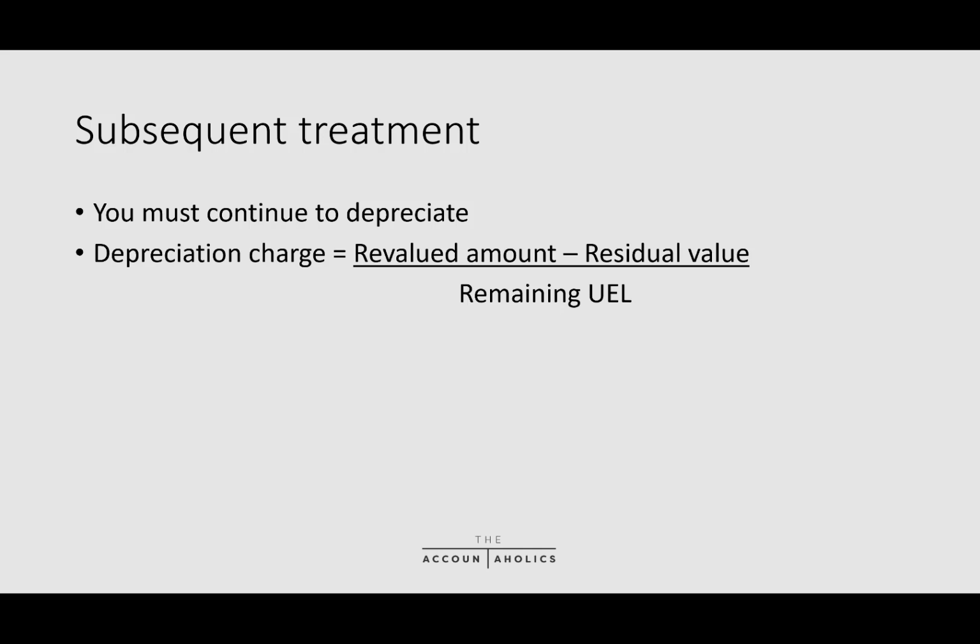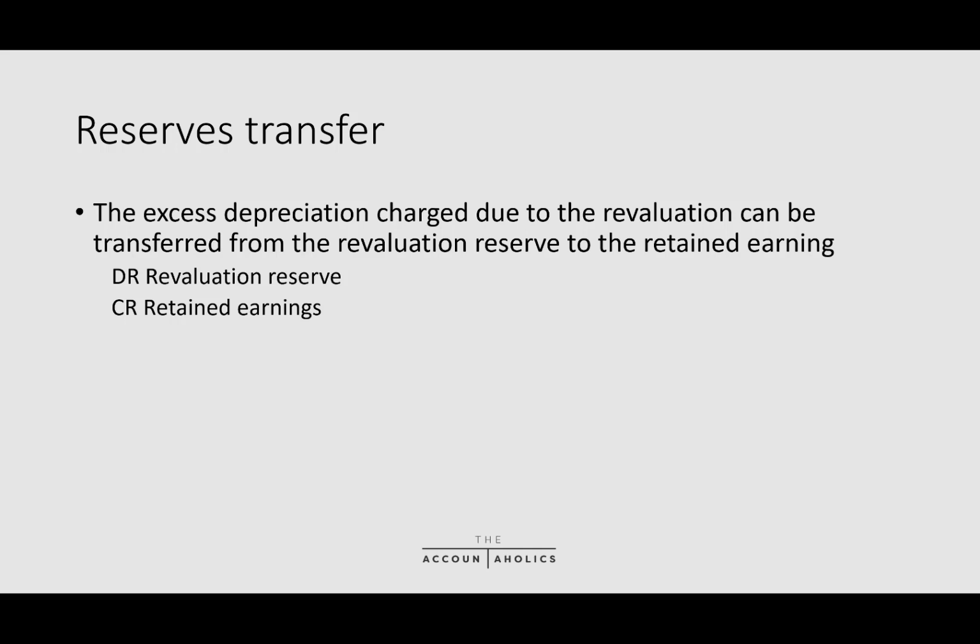Also, something that IAS 16 mentions as best practice is what we call a reserves transfer. Now, we must realise that when we have a revaluation taking place, typically where we're increasing the value of an asset, the depreciation that is charged subsequently often is higher than what it would have been had that revaluation just not taken place. So what we want to do is we want to work out the excess depreciation that is being charged as a result of this revaluation and transfer that excess balance out from the revaluation reserve and post it through into retained earnings. Why are we doing this?